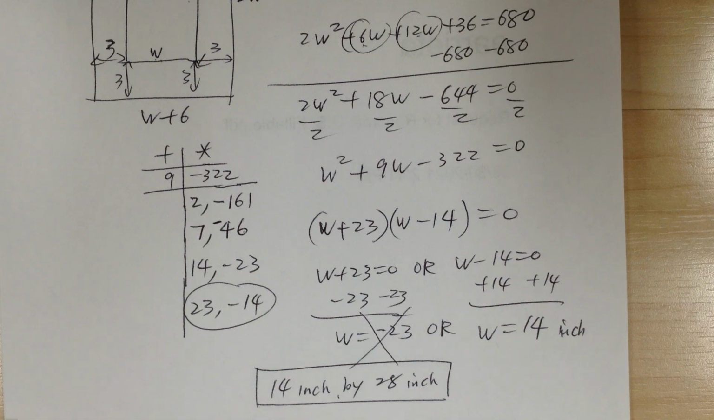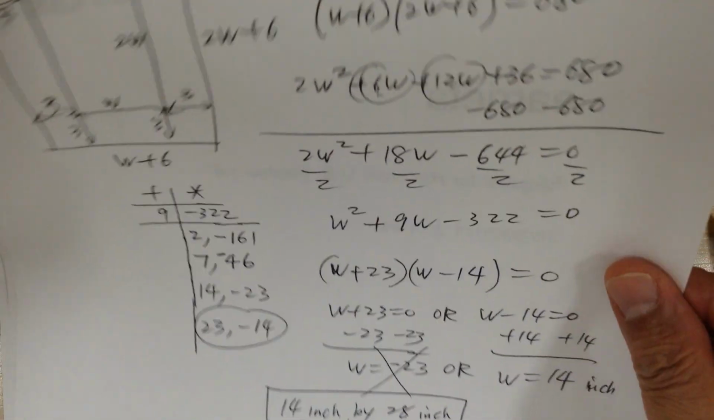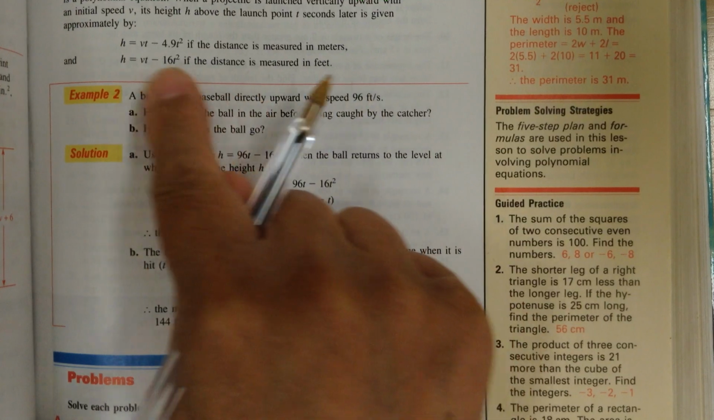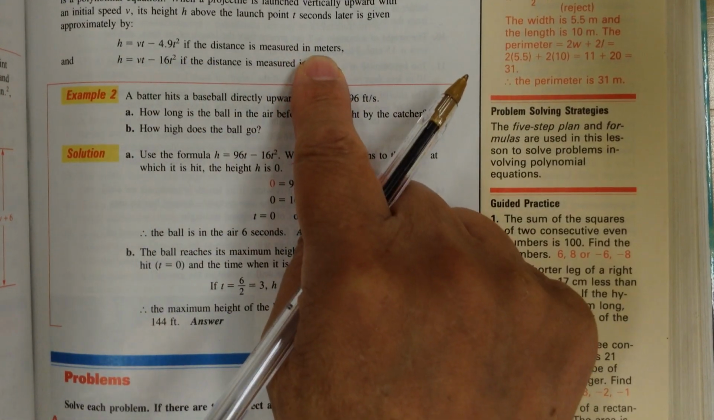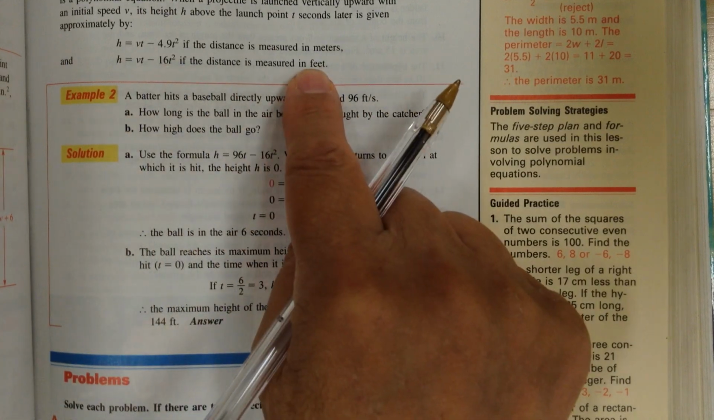Okay, let's go to example 2. Example 2 is a projectile problem. For the projectile problem, the equation is given to you. You use this equation if it's in meters, and use this equation if it's measured in feet. So let's go to example 2.